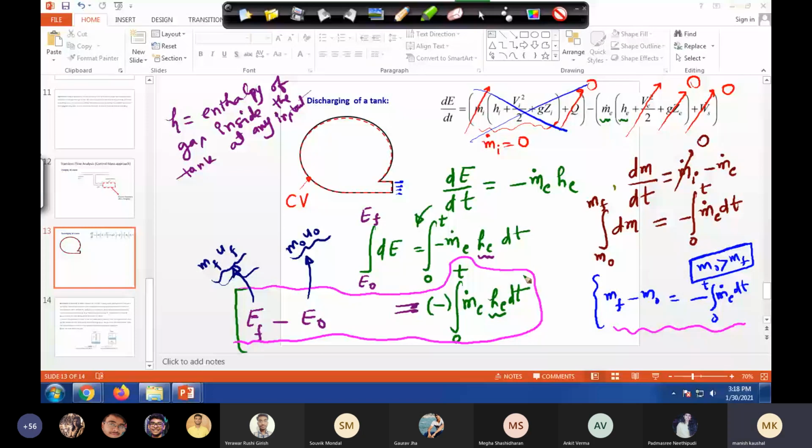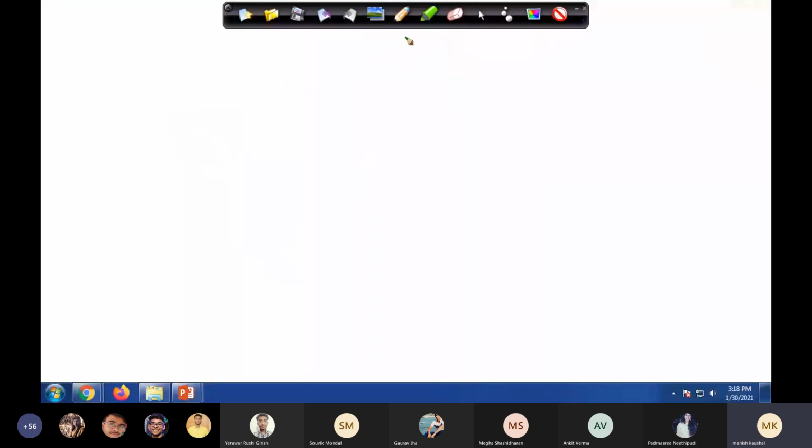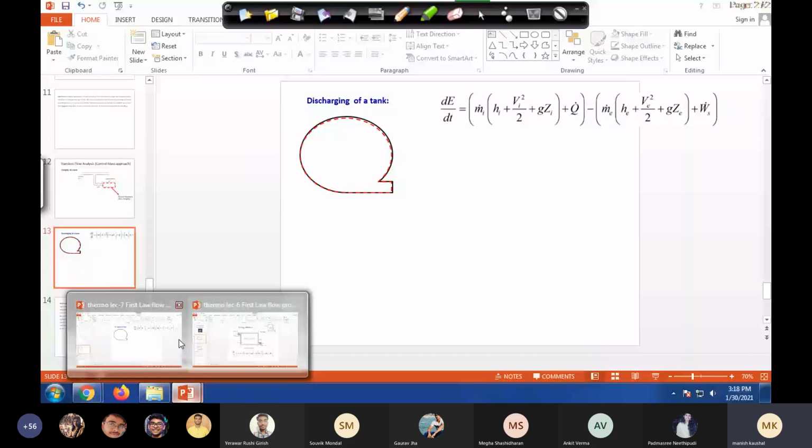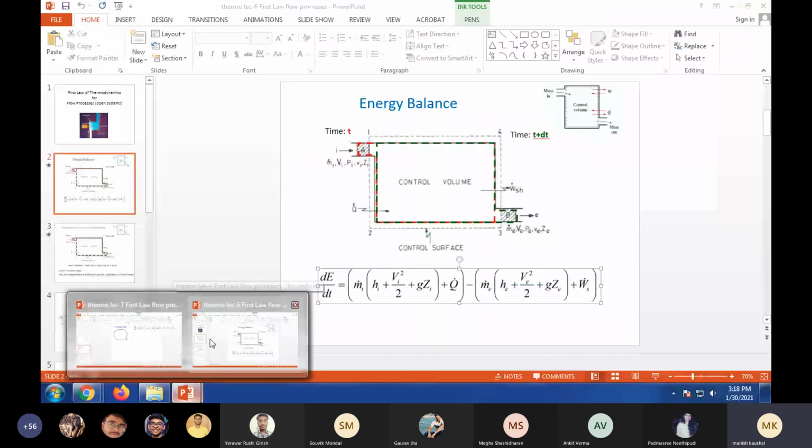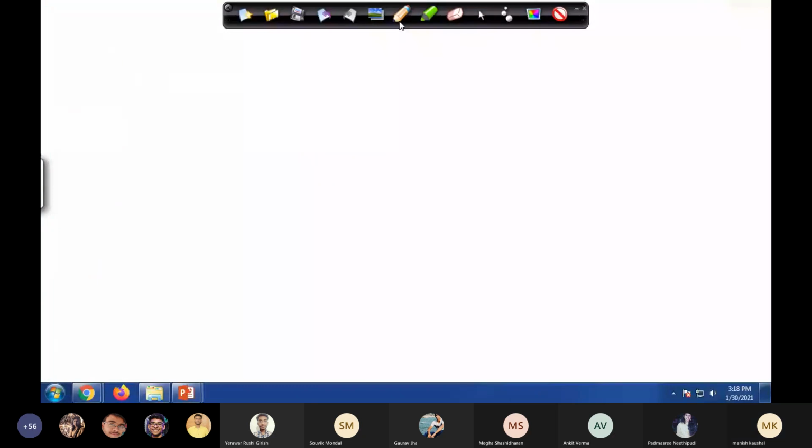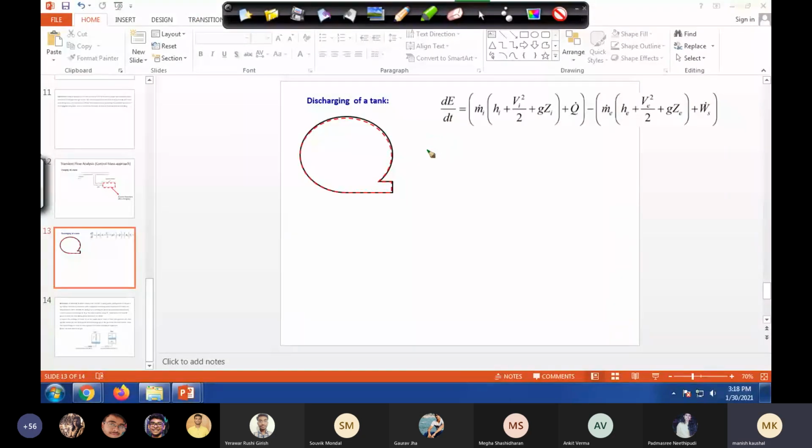Okay, so let's say this is our master equation. If I write our final equation: MF UF minus M naught U naught is equal to minus the integral from 0 to t of HE ME dot dt. That's what I know up to this point.